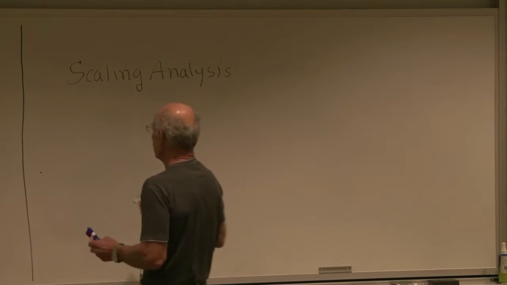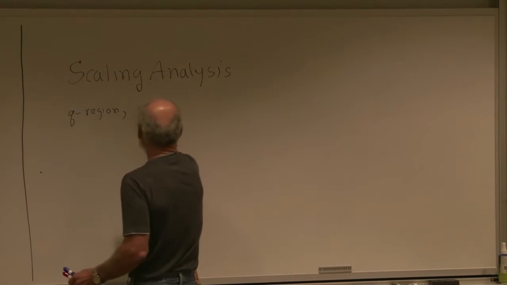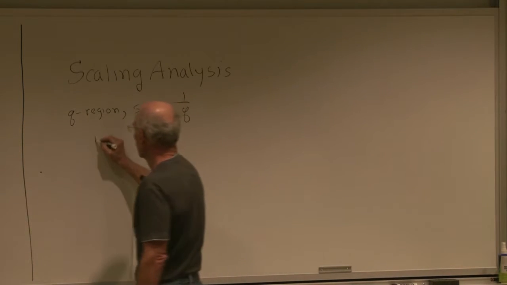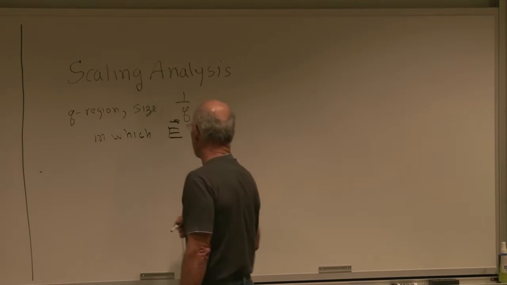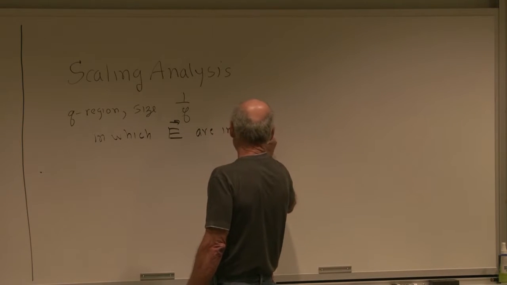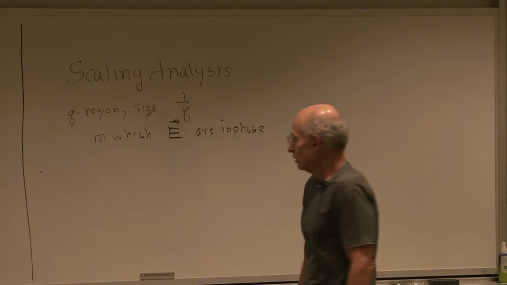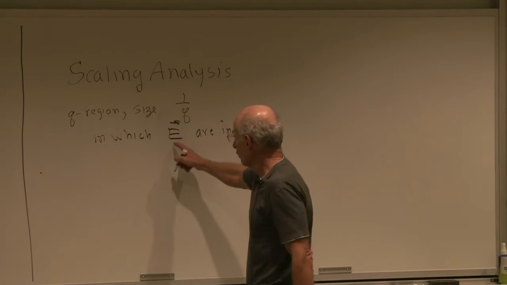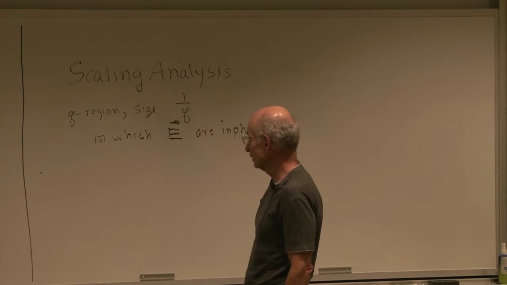So the idea is we're going to have regions, Q regions, with size 1 over Q, in which the phasors for the field are in phase. So since the phasors are in phase with this coherent addition, we're going to get a lot of intensity.